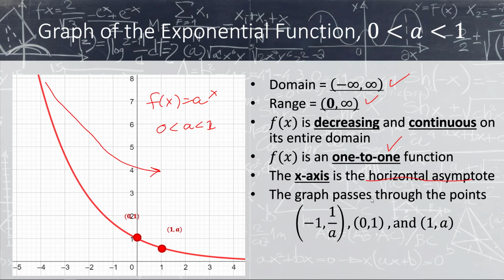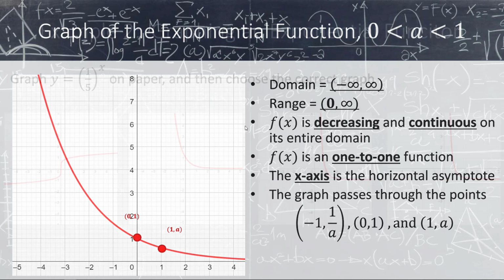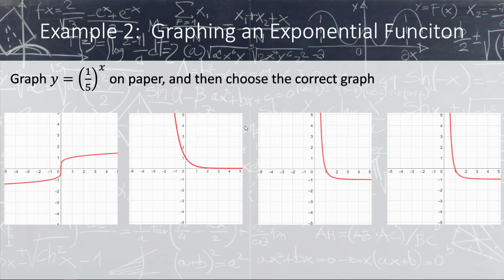And then finally, the graph passes through the points (-1, 1/a), which in this case is a number greater than 1, (0, 1), and then (1, a), which of course is a number less than 1 since now a is less than 1. So we can use this information about graphs to either plot or, in our case, evaluate different candidates for the graph of a certain function. Here, in this example, you are encouraged to graph y equals 1/5 raised to the x power on paper and then to choose the correct graph.